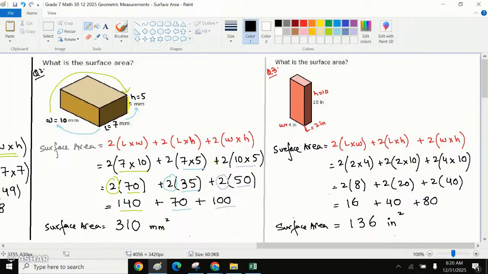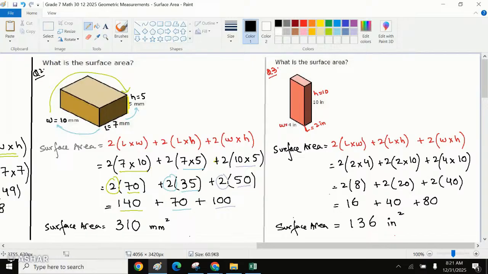Yes, it's correct. 136. Or what you can do is you do them together and later in the end you multiply by 2. That's what you're doing, right? That's perfectly good. I'm just writing 2 length into width, 2 length into height, and 2 width into height because you would remember that there are 2 sides of each.